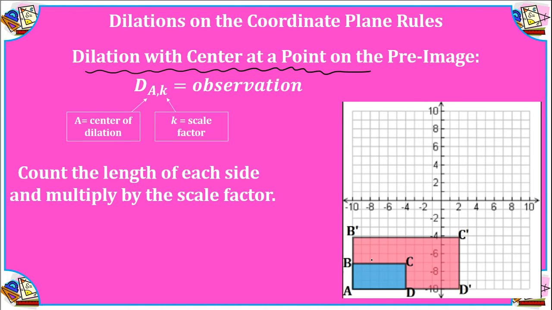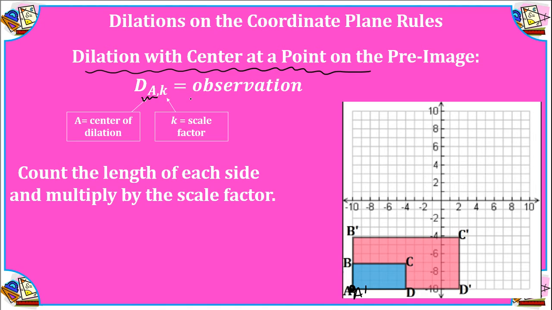Okay, now let's take a look at when the center point of the dilation is actually on the pre-image. And you can see here that we have the blue triangle, ABCD is our pre-image. And then we have A prime, let's go ahead and write that in, B prime, C prime, D prime. So you can see that here, A and A prime are the same coordinate, and therefore our center is at point A, and that's what's indicated here.